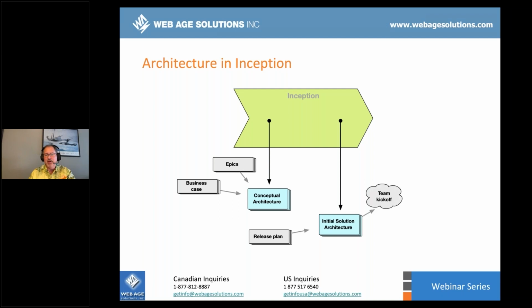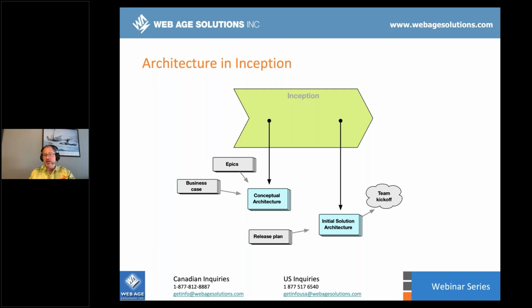What do we do with it? It informs the team kickoff. Again, the team kickoff is not necessarily a particular ceremony, but it's some activity where we take that initial solution architecture and use it when we're kicking off the development process, so that we transfer some of that knowledge into the team and give them that starting point.